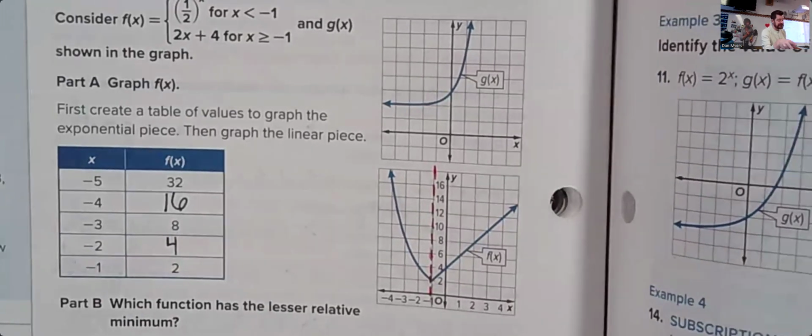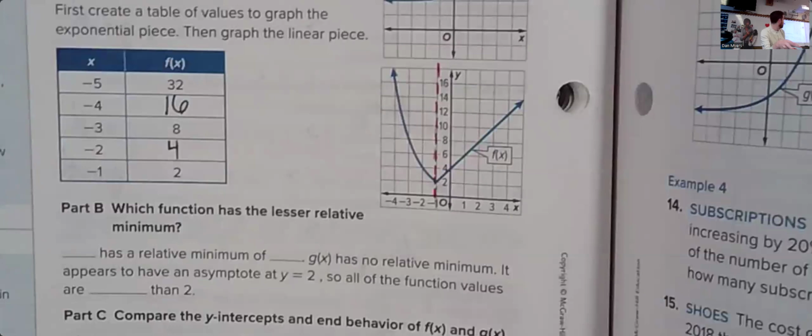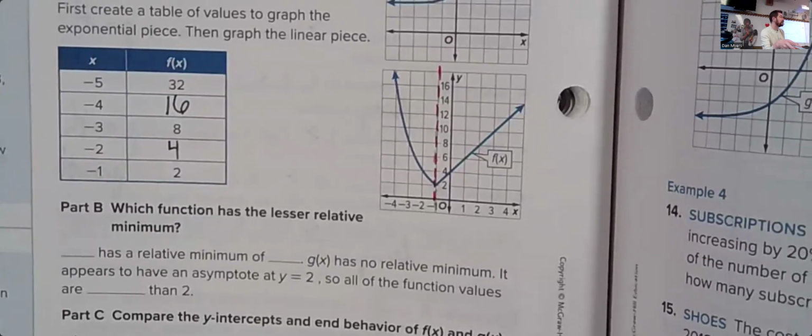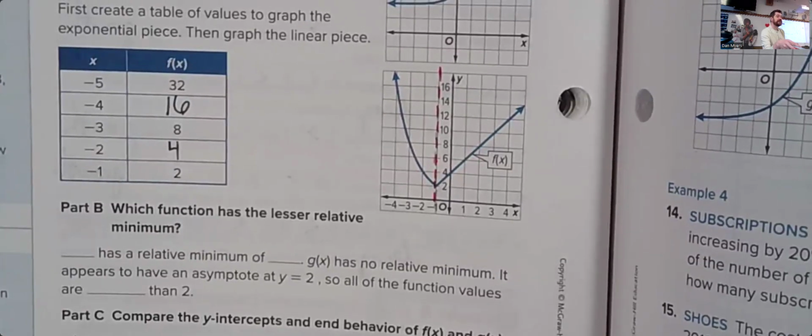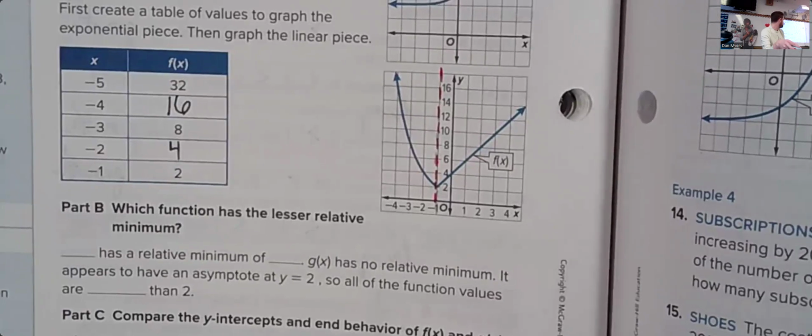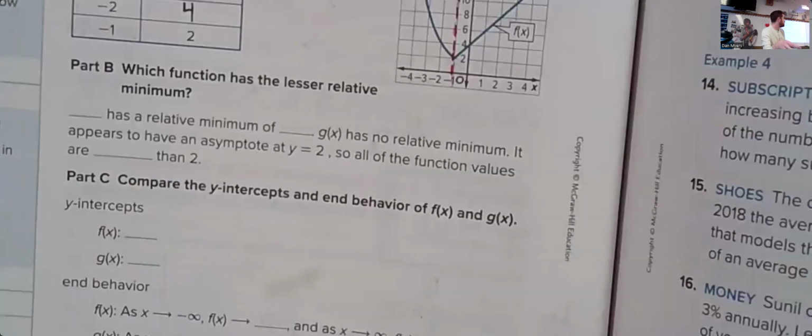All right, let's keep going here. Part B. Any questions up until this point? Starting to make a little more sense if it didn't before, or if it did the whole time and we're just not very vocal about it, which is fine. That's good.